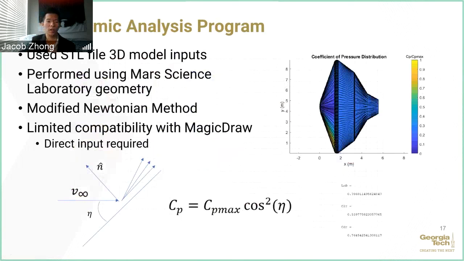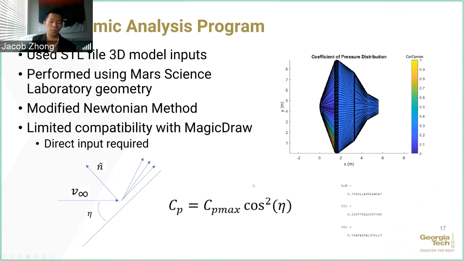Moving on to the aerodynamic analysis, the program that I wrote and used took an STL file input to model 3D models. This specific project used the Mars Science Laboratory geometry as the reference design for the aerodynamic analysis. And this was done using the modified Newtonian method, which basically says that the coefficient of pressure at each point on the surface that's incident to the hypersonic flow is given by the relationship Cp max times cosine squared of the angle between the normal and the flow.